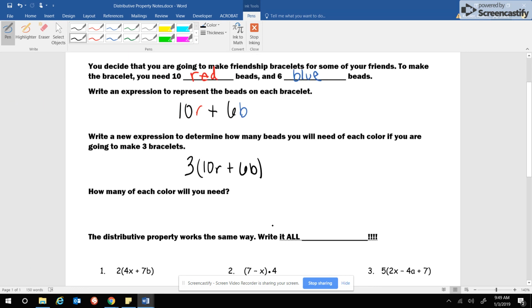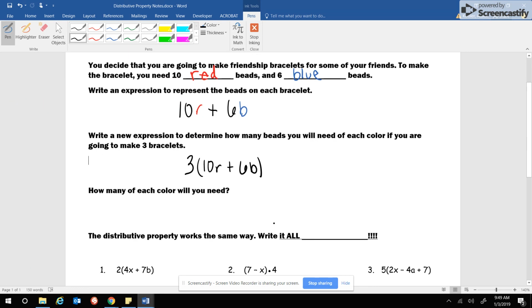And then my last question down here says, how many of each color will you need? Well, if I'm making 3 bracelets and each bracelet needs 10 red, I know 3 times 10 is 30. So I'm going to need 30 red. But I can't just ignore the blue over here. I need to multiply the 3 times the 6 and get 18 blue. So when it's all said and done, I'm going to need 30 red and 18 blue.